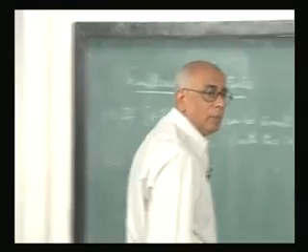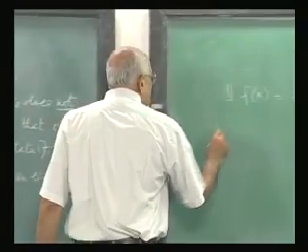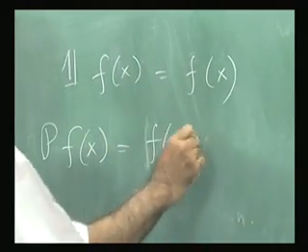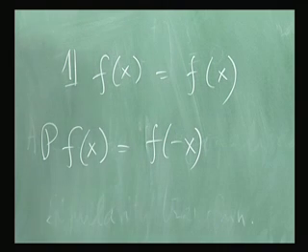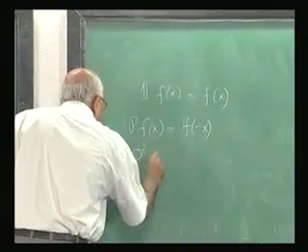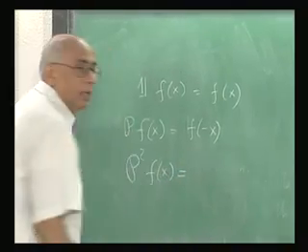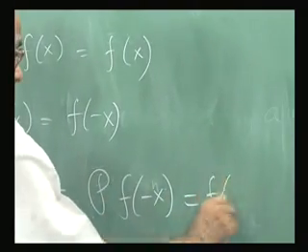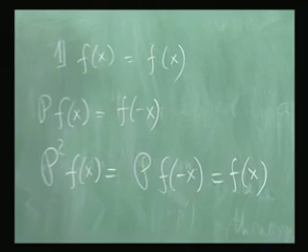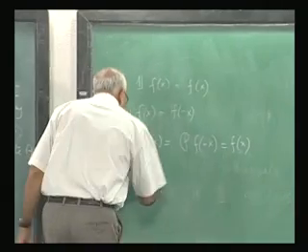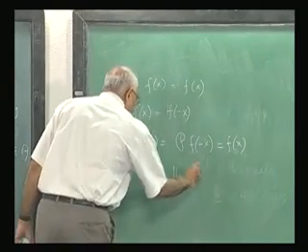Now consider the parity operator. Consider the operator P such that P f of x equals f of minus x. It changes x to minus x. That is the parity operator. What happens if you apply this parity operator twice? P squared f of x equals P acting on f of minus x, and therefore it brings you back to f of x. So since it is true for every function, it means that the square of the parity operator is the identity operator.